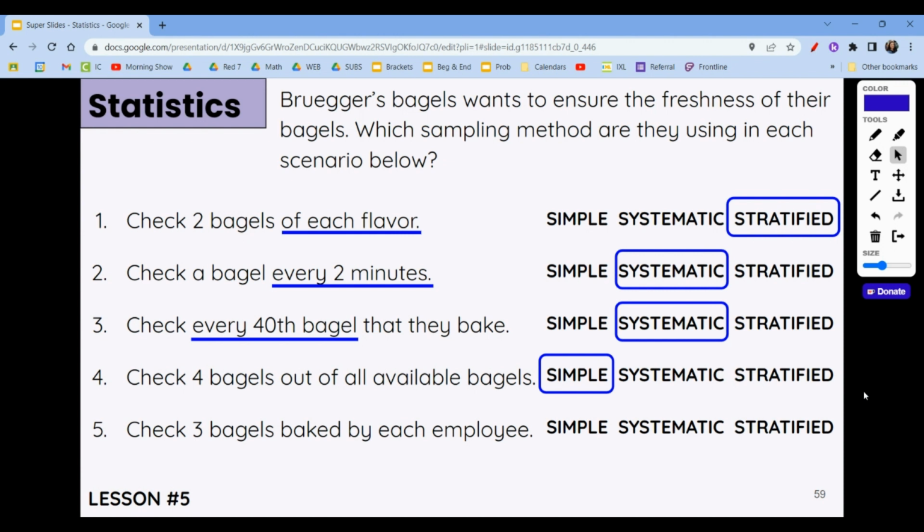Checking 3 bagels baked by each employee. This means they're going to group the bagels by employee first. Which of the sampling methods groups the population first? Stratified.